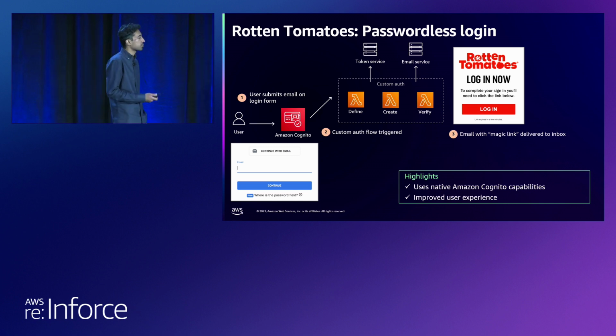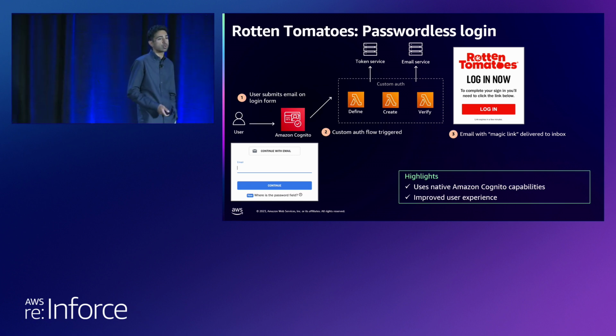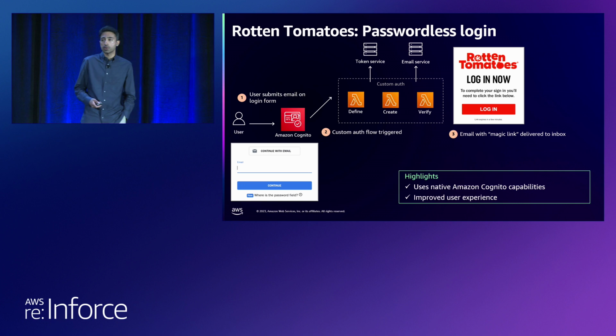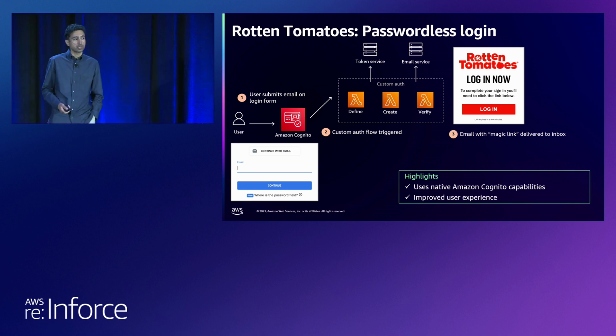Also, since deploying passwordless to production, we feel that overall it's an improved user experience, as users no longer need to create or remember complex passwords for our system.